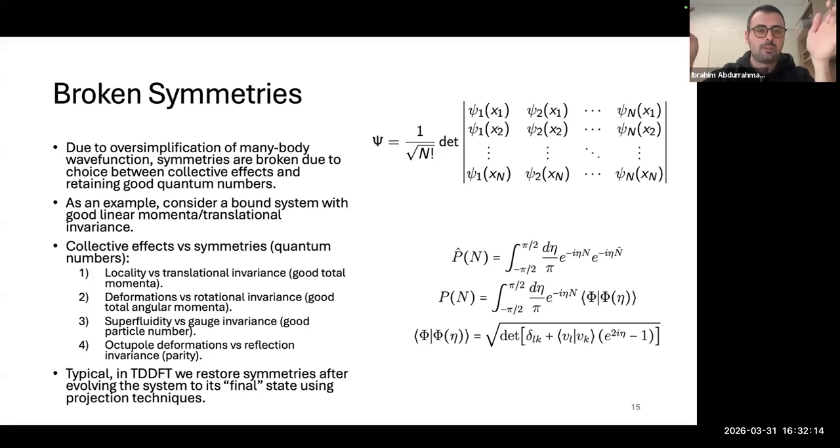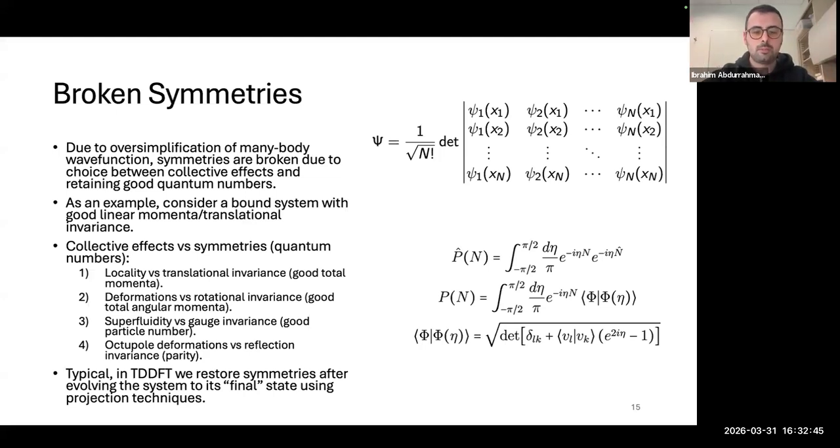And so really the symmetries in DFT are broken as a matter of convenience, because we choose to select collective effects. We believe collective effects are more important than preserving symmetries. And here I've listed a few of them. Superfluidity, for example: including that means now you don't have good particle number. You have good average particle number, but your many-body wave function is not an eigenstate of the particle number operator.